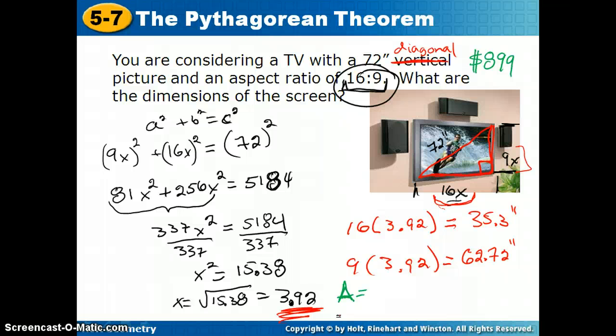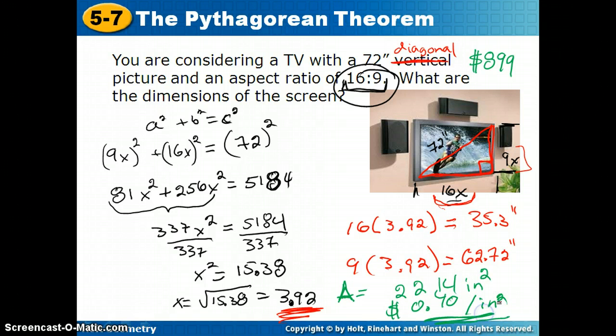So let's do that. Let's see, 35.3 by 62.72 gets me an area of 2,214 square inches. So if I do $899 divided by 2214, that means I'm paying 40 cents per square inch of TV.